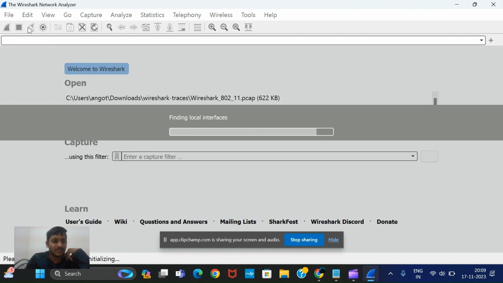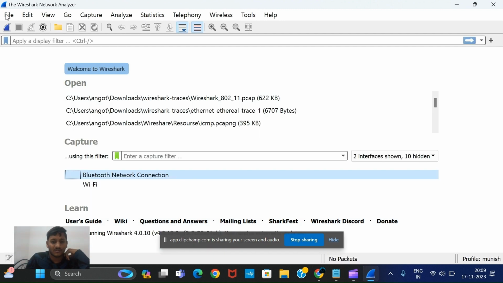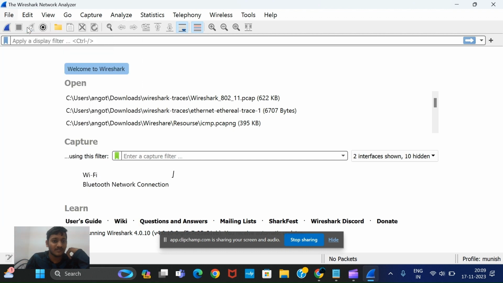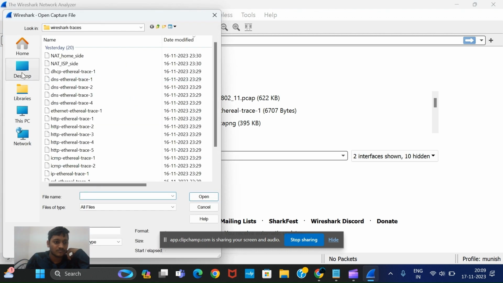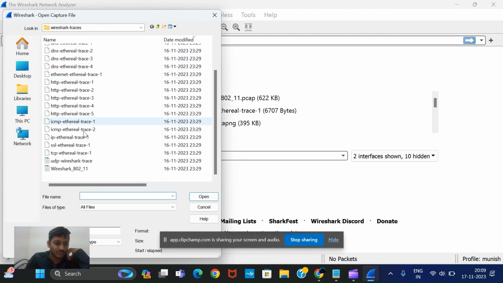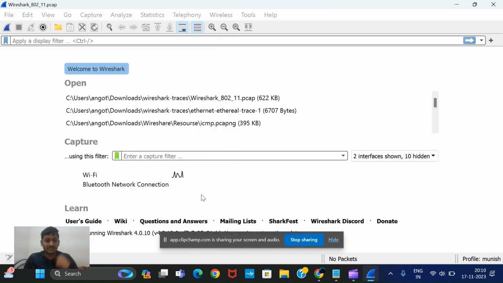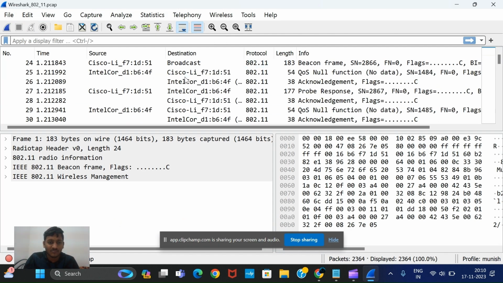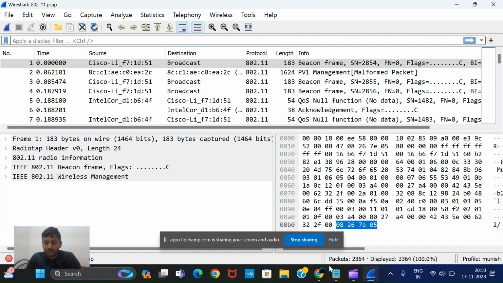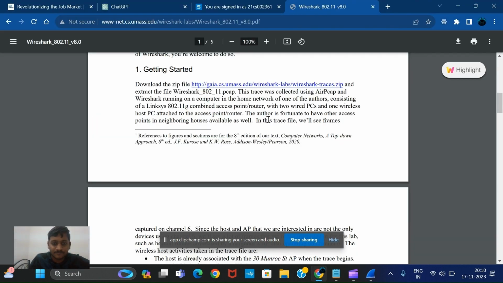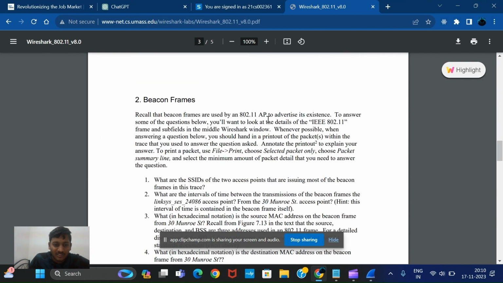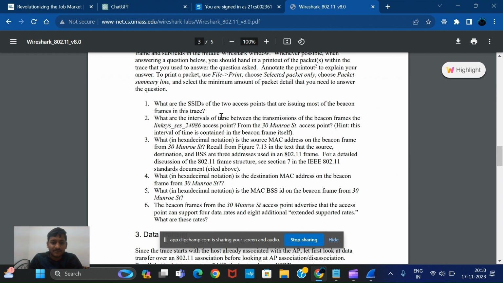We have already downloaded the traces file. Now just open that traces file. You may see here Wireshark 802.11. This is the Wi-Fi packet capture file. Now we will solve those questions. Here is the introduction about it.